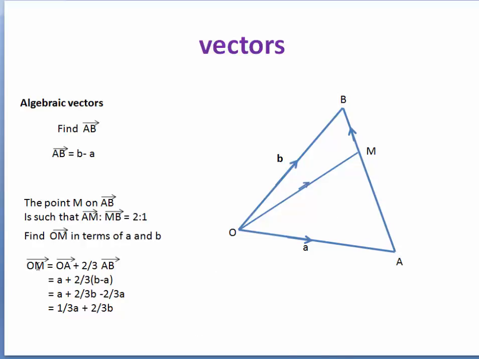So vector O to M equals O to A, which we said was A, plus 2/3 of vector A to B. Now we know that vector A to B is B minus A, so this becomes A plus 2/3 (B minus A). Multiplying out these brackets, we get A plus 2/3 B minus 2/3 A. A minus 2/3 A is 1/3 A, so this becomes 1/3 A plus 2/3 B.